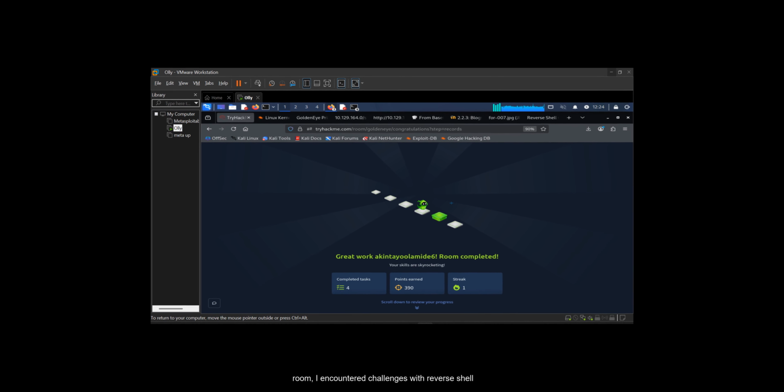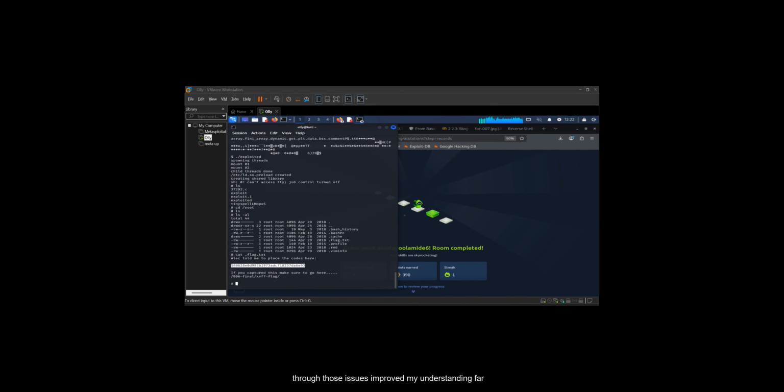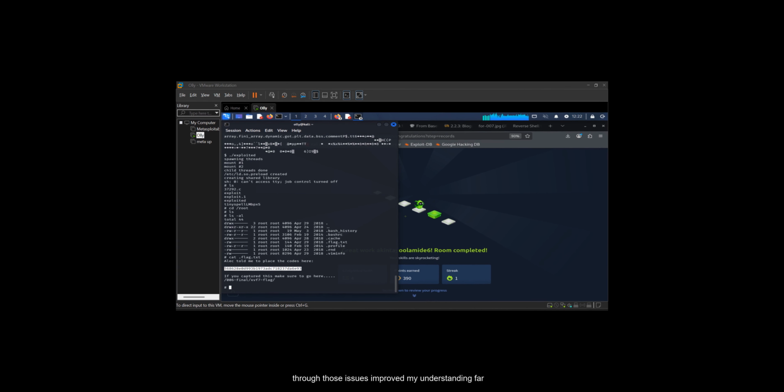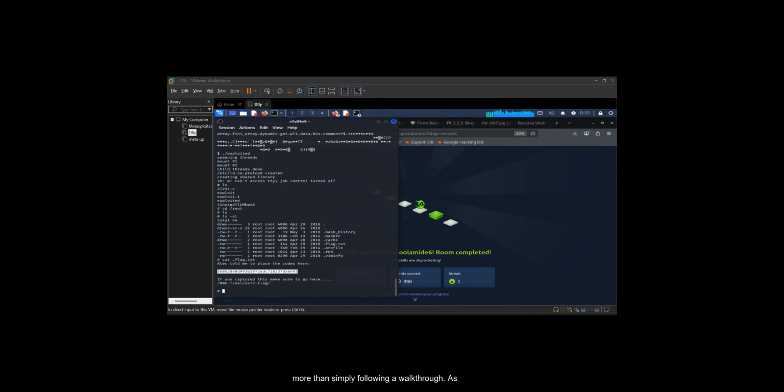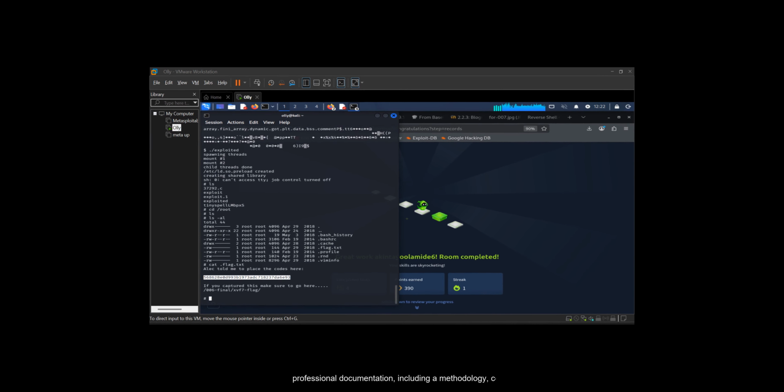Finally, troubleshooting is part of the learning process. During this room, I encountered challenges with reverse shell payloads, exploit compatibility, and privilege escalation. Working through those issues improved my understanding far more than simply following a walkthrough.